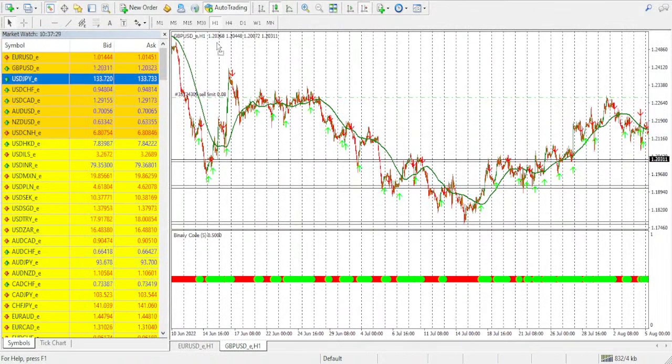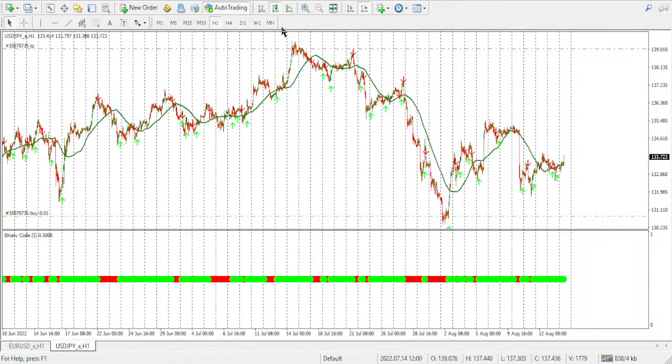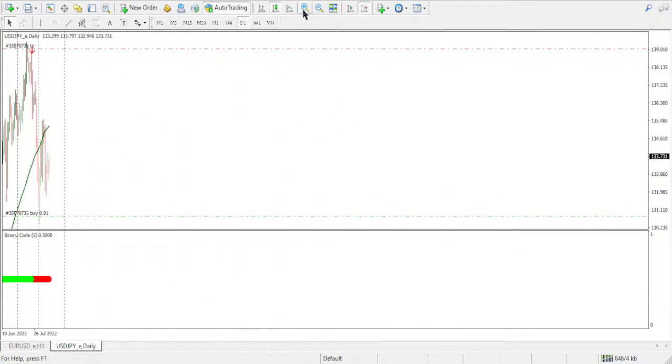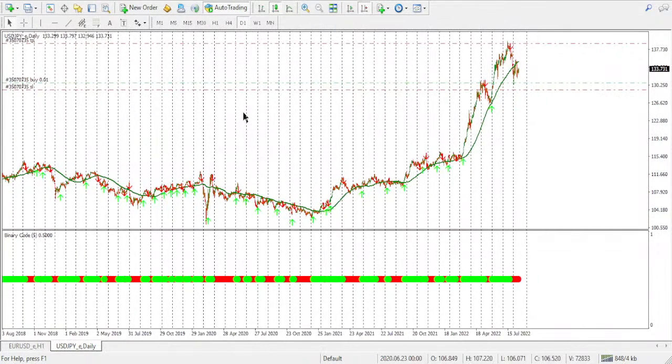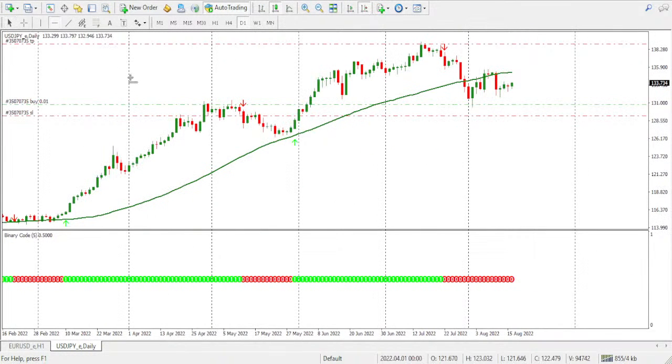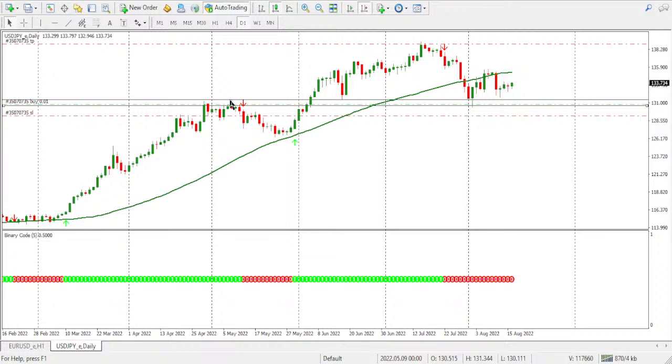The next symbol is US dollar Japanese yen. On this chart, we're going to switch time frames. So we have a very good support here. This is the place we took a buy from previously. We had a very good support here, and those were broken. We had a pullback.